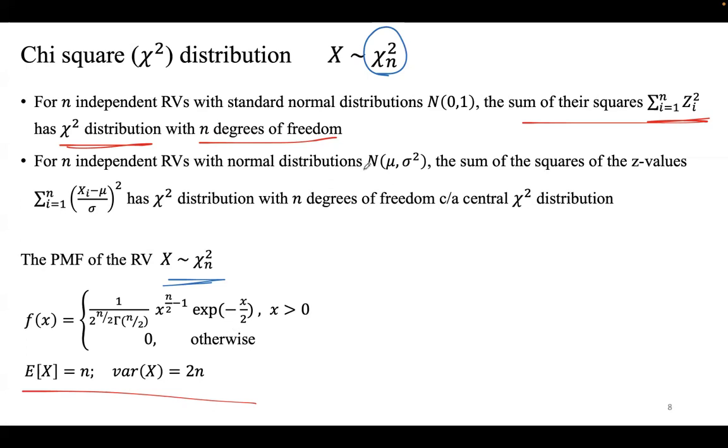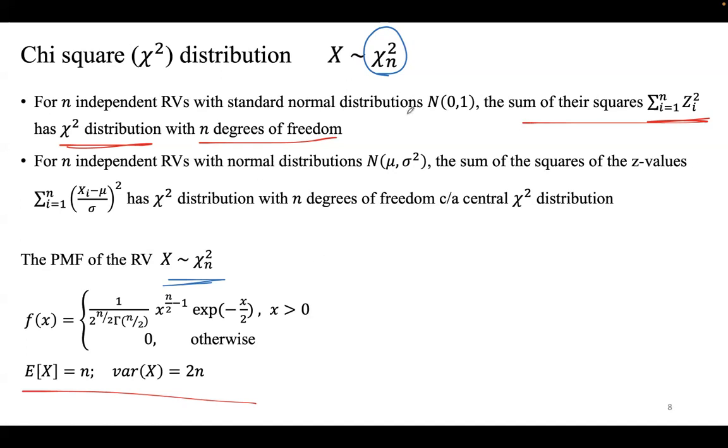Okay, we will just see that in some graphs when we do a quick demo in R. But how many original random variables gave you this chi-square distribution is what n is denoting. Does that make sense? Yes, ma'am. Okay, all right.